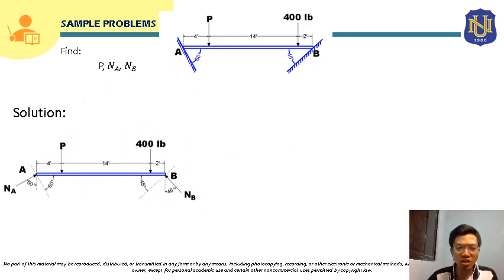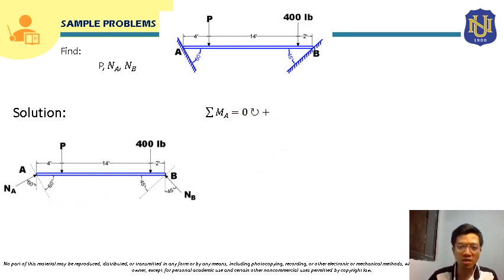The unknowns here are NA, P, and NB. So let's see the equations that we can generate from this. We can sum up moment at A. So summing up moment at A, NA will not be included, since it will pass through A and so will have no moment. P, the 400-pound load, and NB will all have moment at A. So let's start summing up moment. This will be equal to 0.